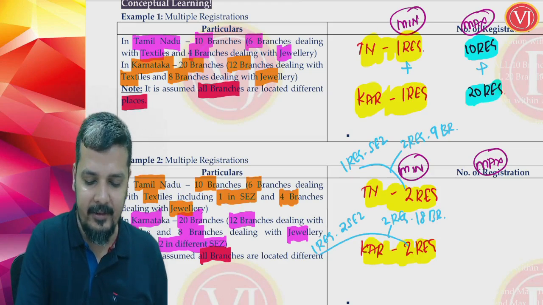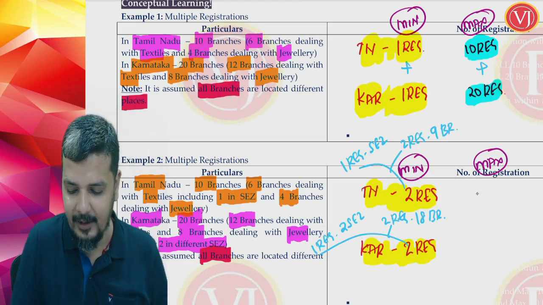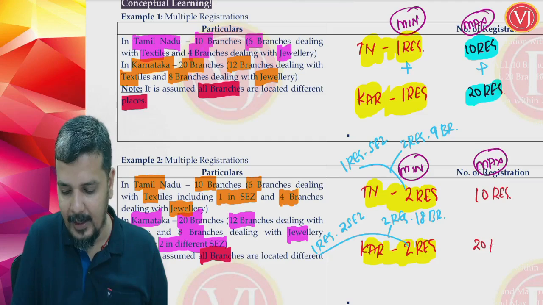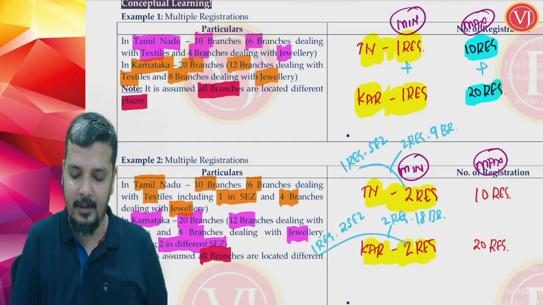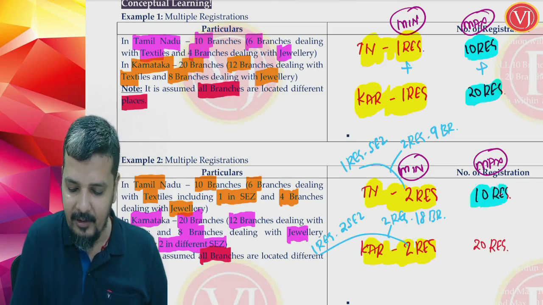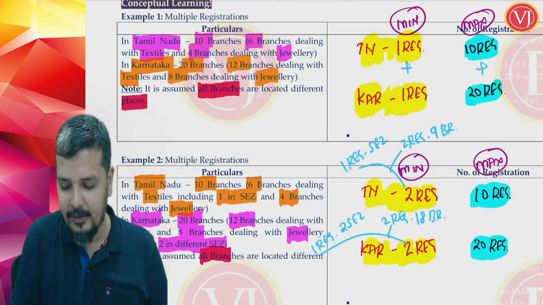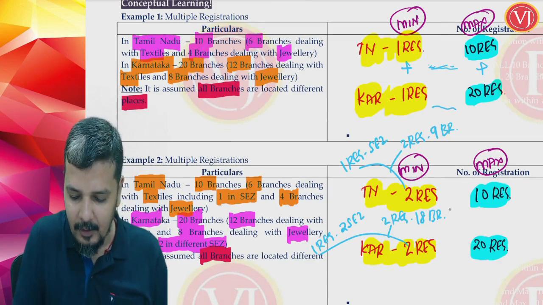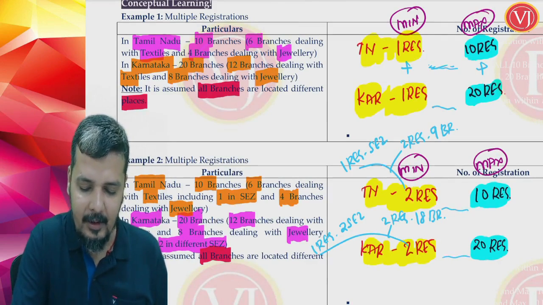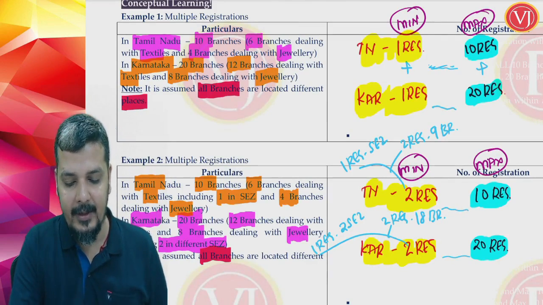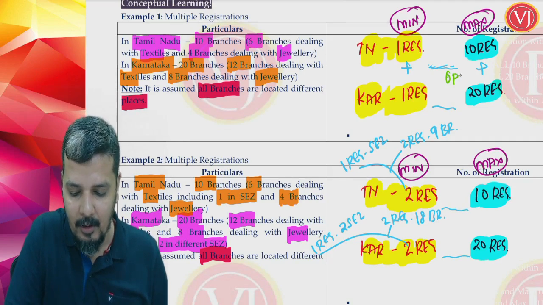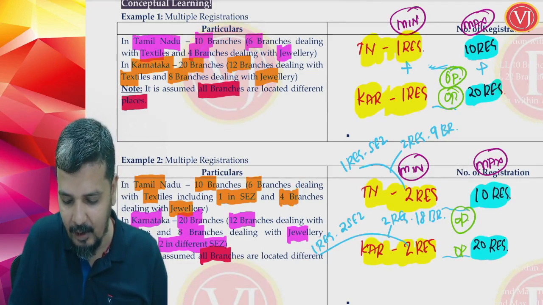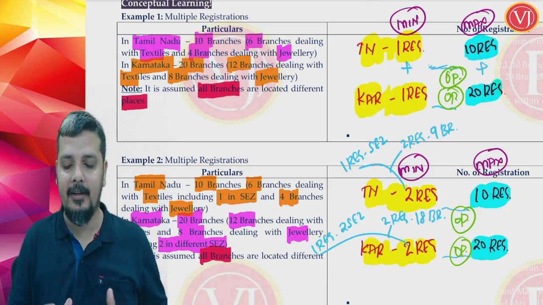What is the maximum registration that I can take? That remains the same. The maximum registration that I can take in Tamil Nadu, where I have 10 places of business, is 10 registrations. In Karnataka, where I have 20 places of business, it is 20 registrations. So the maximum registration, which is optional, is 20. See, whatever is between the minimum and the maximum, that we call optional. So you are talking about your option. Whatever extra you are taking beyond the minimum is not mandatory, it is optional.